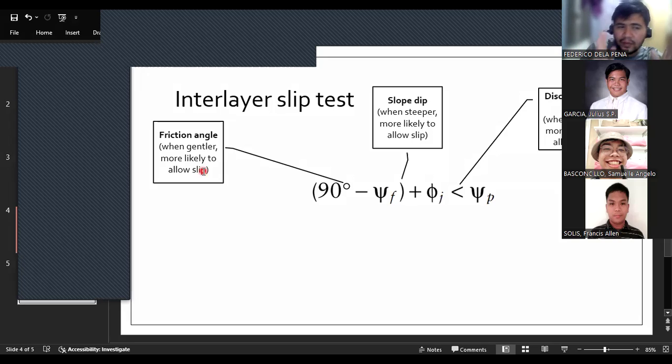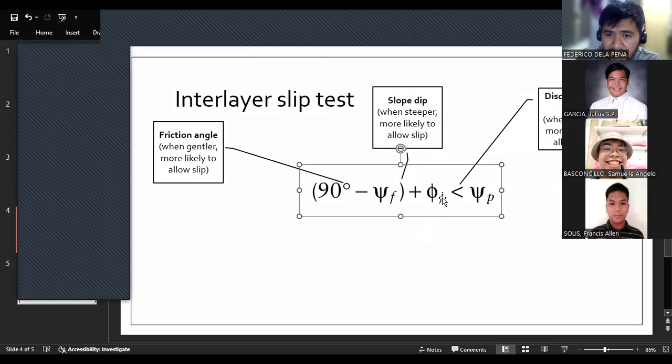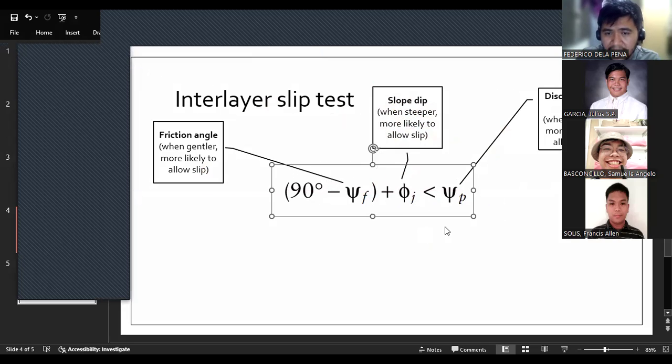It's just common sense. You have two layers that are rubbing each other. So the smaller the friction angle, the less frictional force you have, and the more likely that they will undergo toppling. And the same way, the slope dip also influences this interlayer slip test. Sorry, I think there's a misalignment. It should look like this.